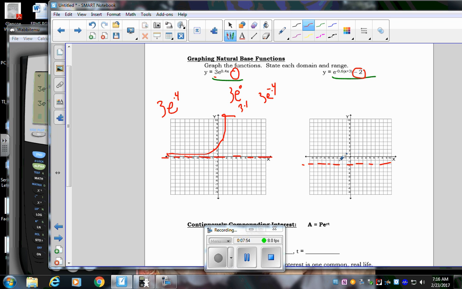1, 2, 3. Once again, if you didn't know that, plug in some values and get some points. At least this gives me my anchor point, so I know kind of where to start. So I'm going to plug in -4 because I want to see what's going to go up here, because I know it's going up on this side.